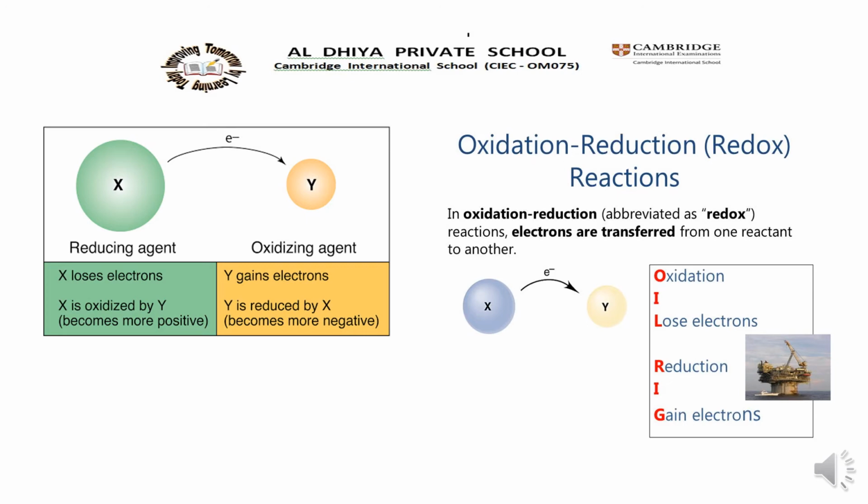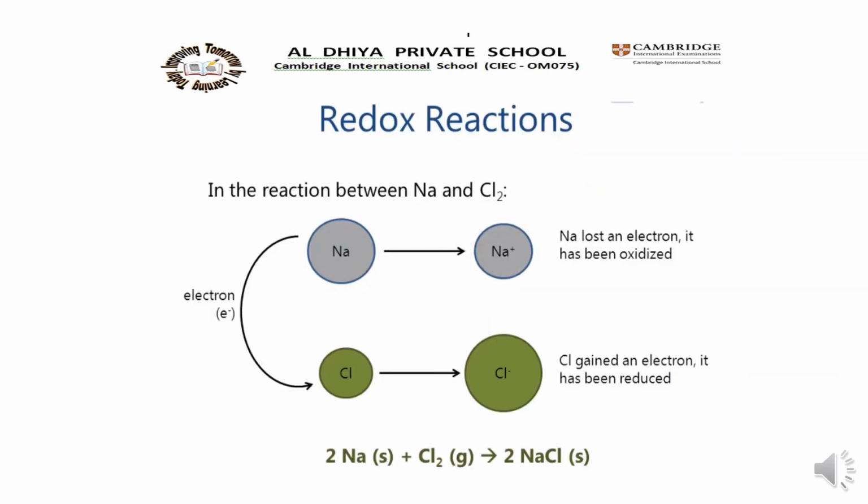Oxidation means it loses electrons. Reduction means gain electrons. Here I will show you one example in the reaction between sodium and chlorine. The sodium lost an electron, it has been oxidized, while the chlorine gained an electron, it has been reduced.